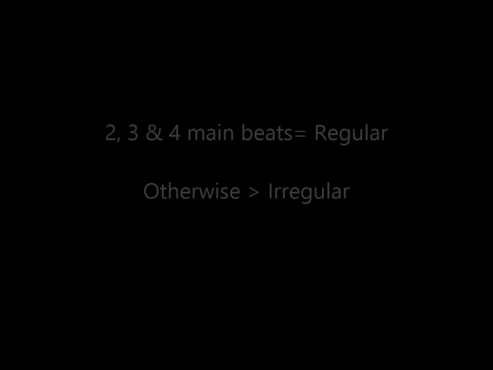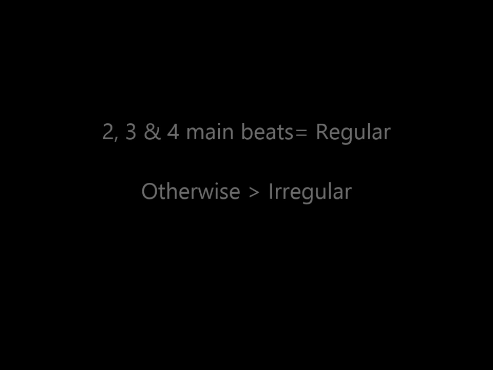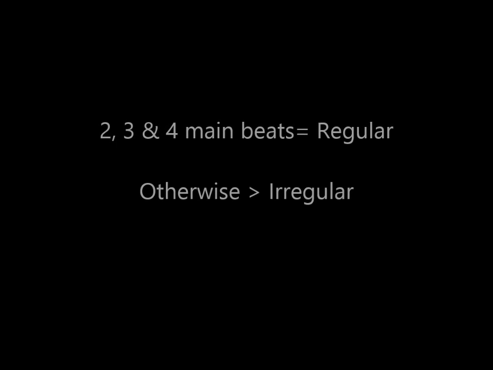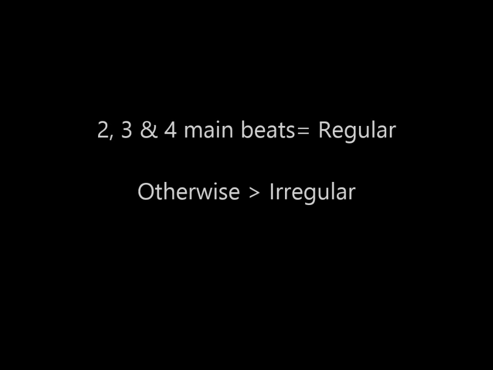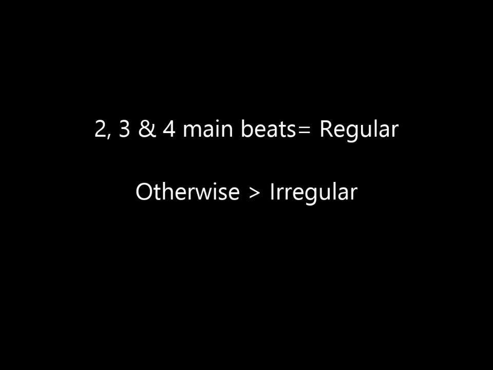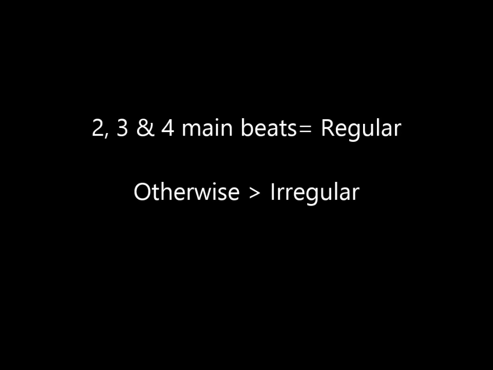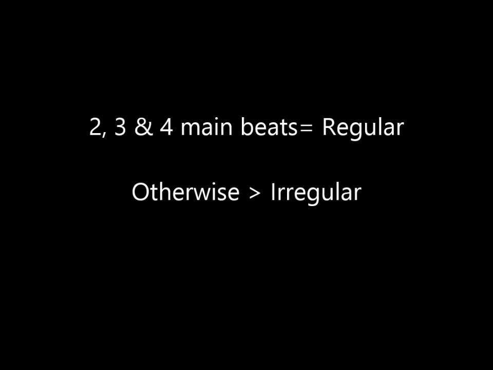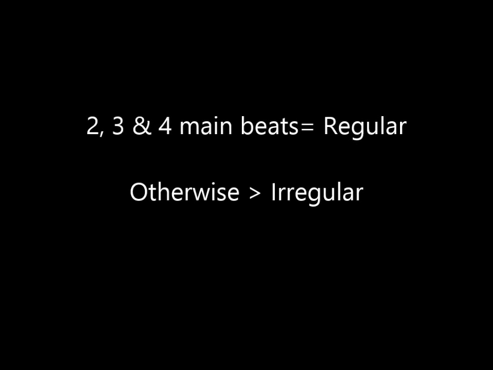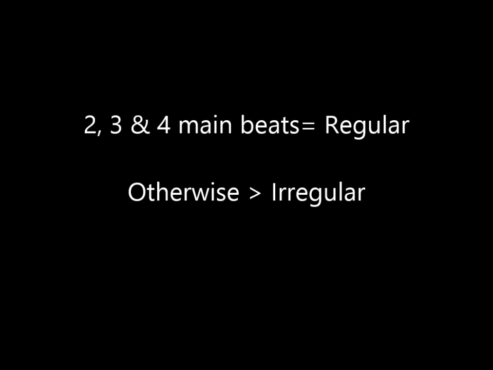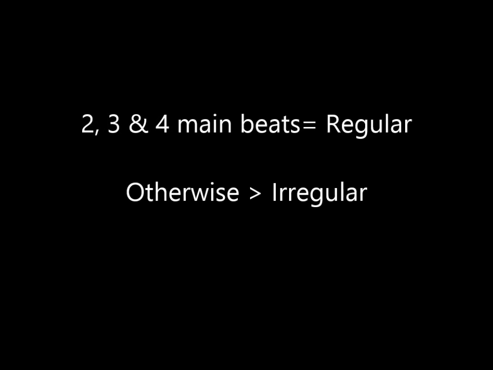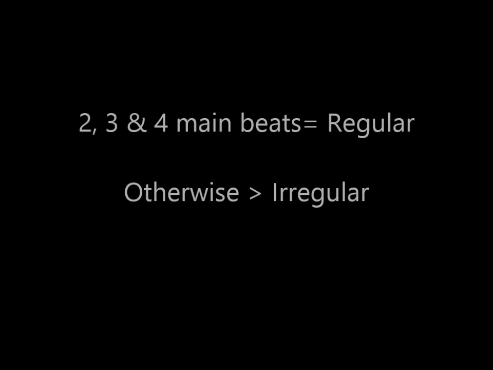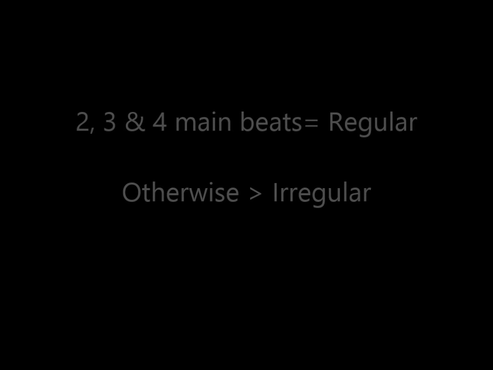So far, all of the time signatures we've looked at have had 2, 3 or 4 main beats, either divided up into 2 or into 3 smaller subbeats. These time signatures are called regular time signatures. If there is a different number of main beats, let's say 5, 7, 11 beats in the bar, then this is called irregular.